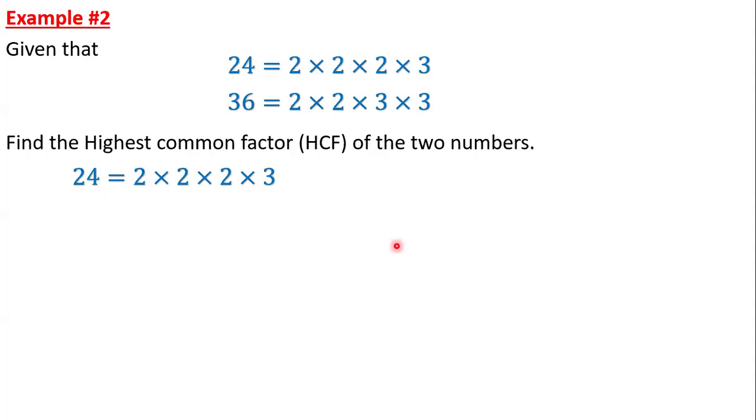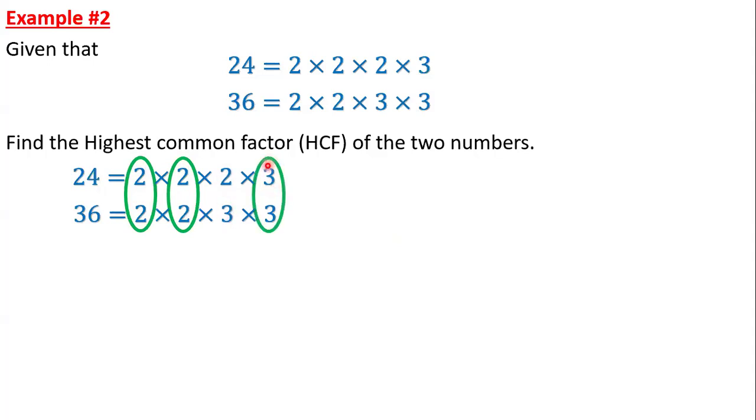We have to group the common factors, the common ones. That would be the twos, the twos, and the three. The other two, this two and this three. We don't worry about the leftover two, right? So we just do this one, the three. Good.